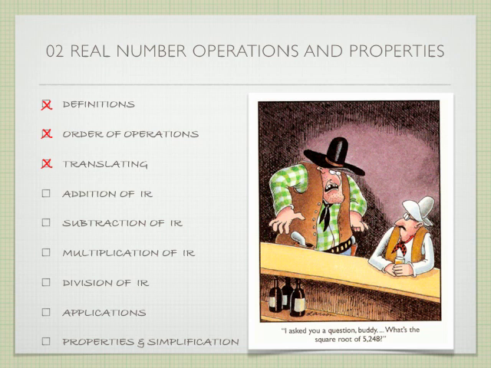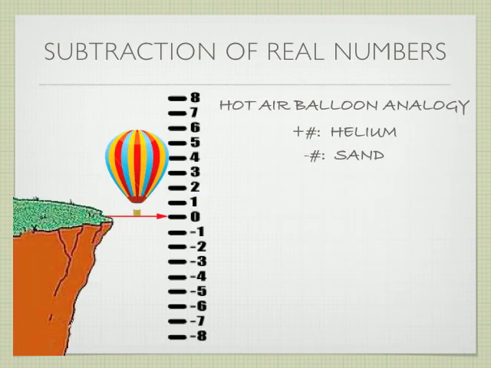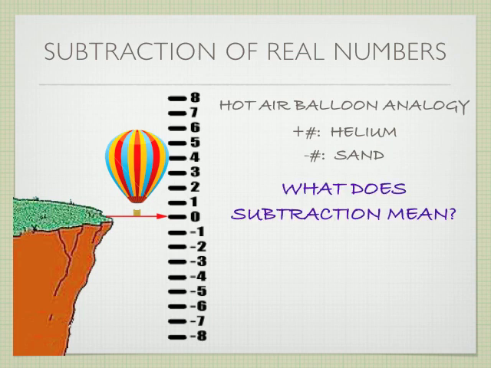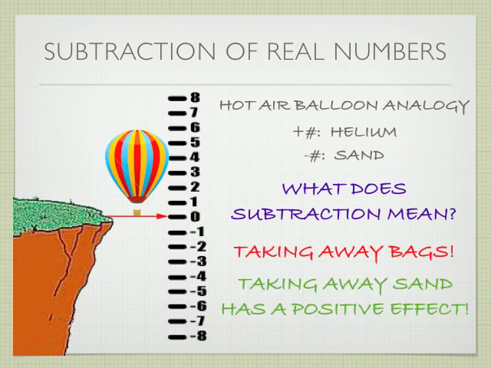Okay, now that we've done addition, we will look at our next three operations on real numbers. We're still going to use our hot air balloon. Positive numbers are bags of helium, negative numbers are bags of sand. But if I'm subtracting, rather than putting bags on the balloon, I'm taking bags off of the balloon. So taking away sand has a positive effect.